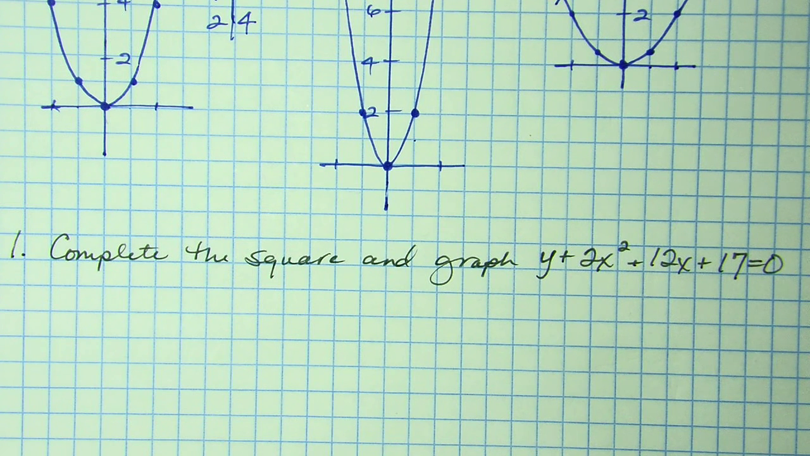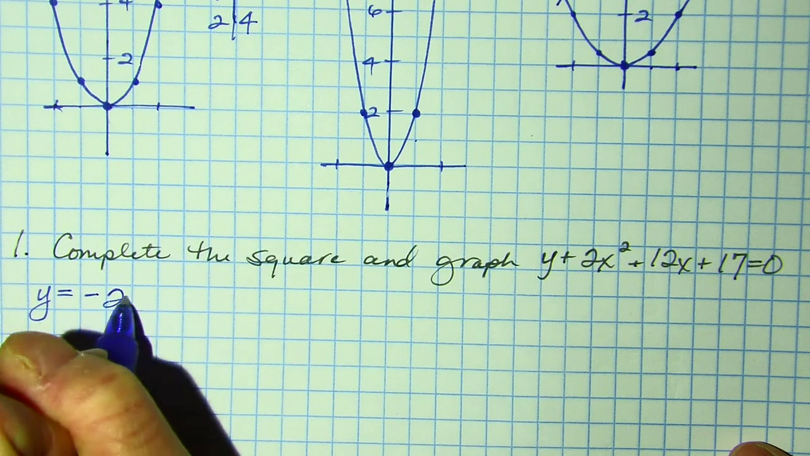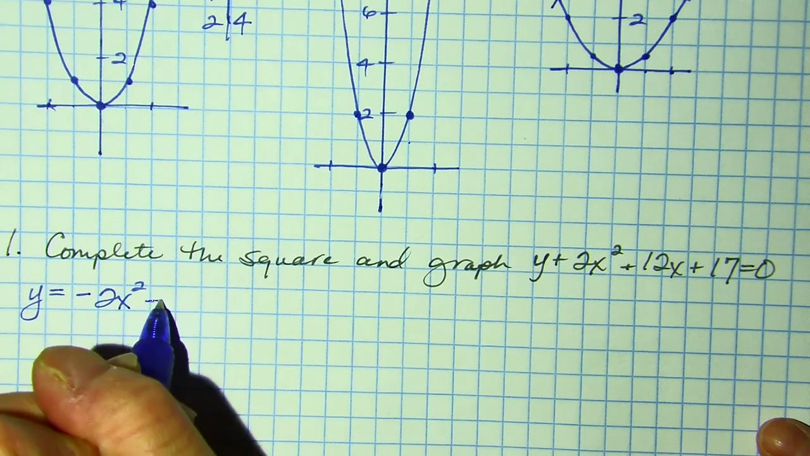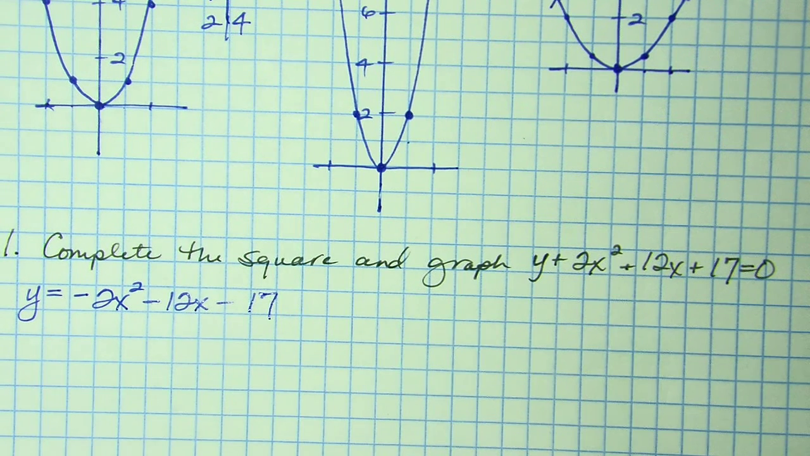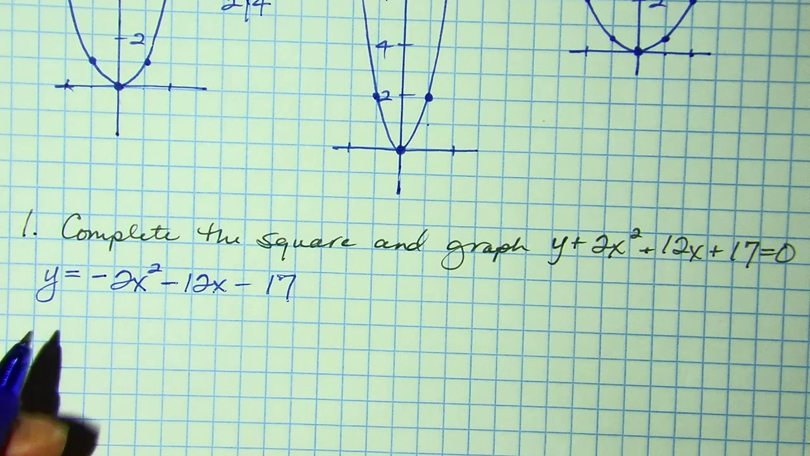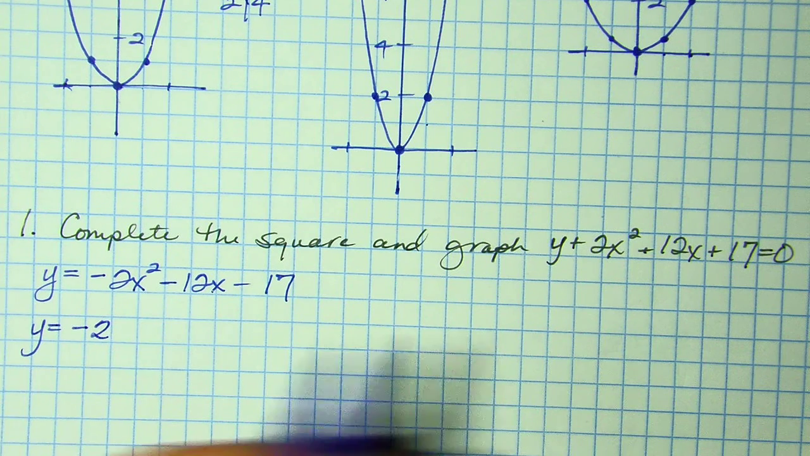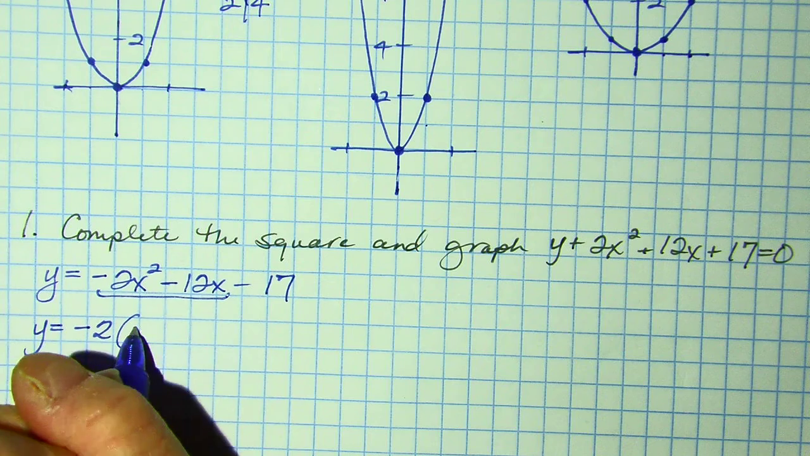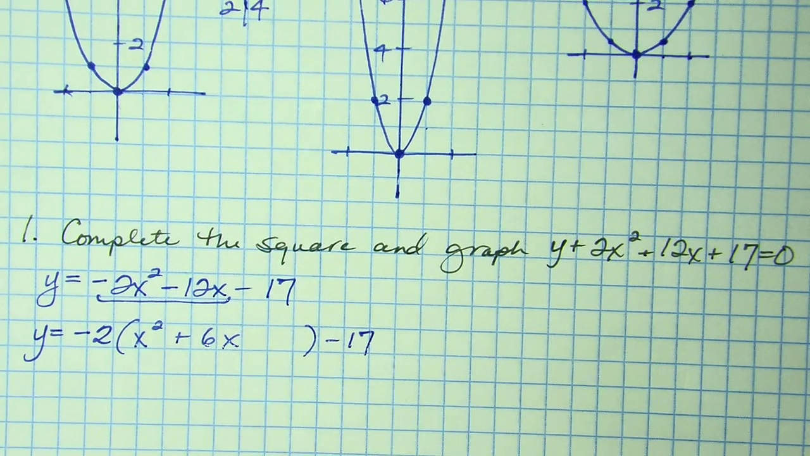So I'm going to subtract so that I have y by itself. So y equals negative 2x squared minus 12x minus 17. And you might have thought, well, it would have been easier to move y, but I can't have a negative y. So step 1, I'm going to factor out the negative 2. That's what we do when we complete the square, out of the first two terms. So I get x squared, right, plus 6x. I'm going to leave a space, and then out here I have minus 17.